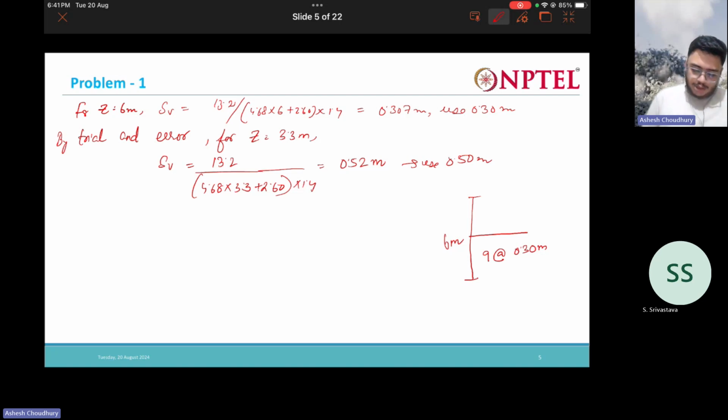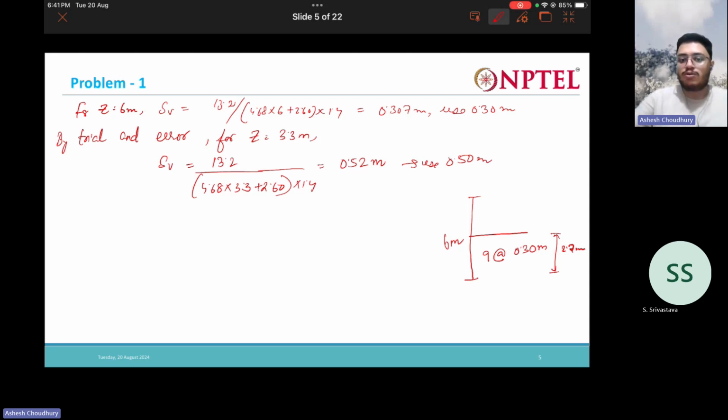So 9 layers, if you provide at 0.3 meter spacing, then how much distance will it cover? From here to here will be 2.7 meter. Now the remaining is how much? 6 minus 2.7.